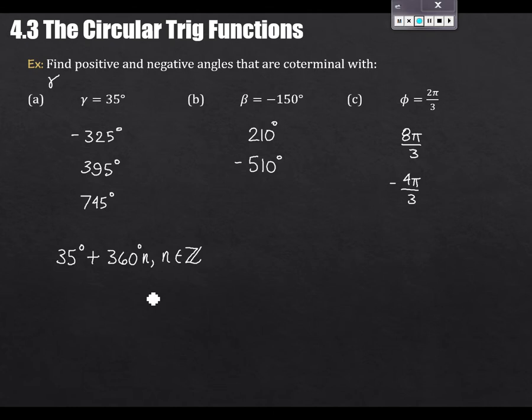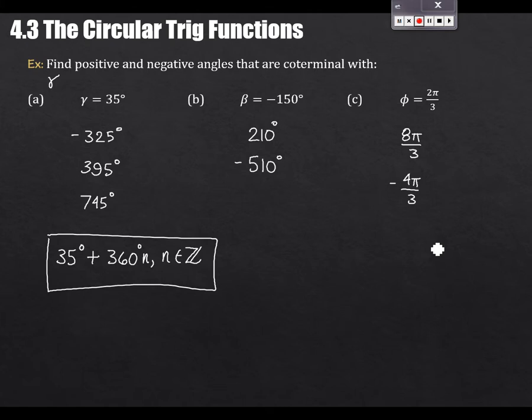If n is 0, we get 35. If n is 1, we get 395. If n is negative 1, then we get negative 325, right? All of these angles are actually on the list I've just said. And by capital double-struck Z there, I mean all the integers, right? Any positive or negative whole number or 0.